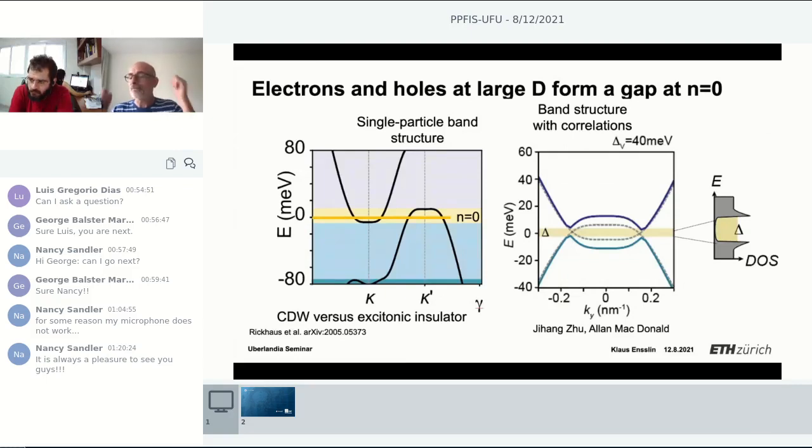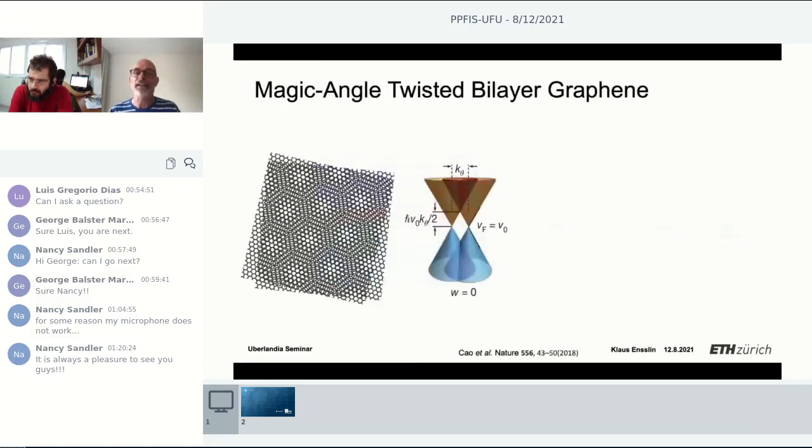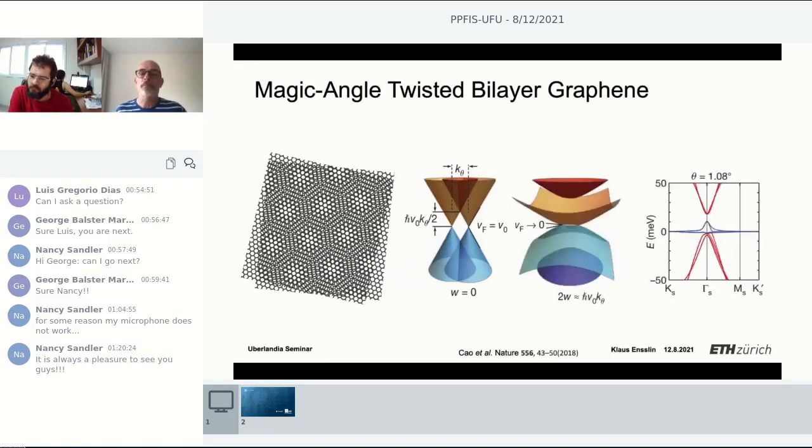Okay, now let me finally come to magic angle twisted bilayer graphene. I told you that there are probably less than 10 groups around worldwide that can do superconductivity. And we tried very, very hard, and finally we got it to go. So this is data or schematics from the original Cao paper from the MIT group. I have shown this to you before.